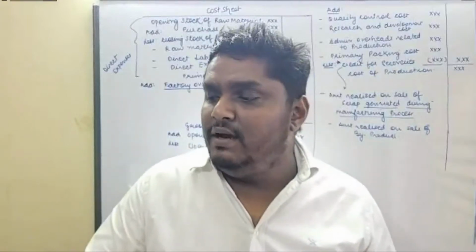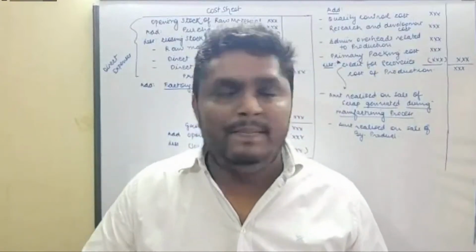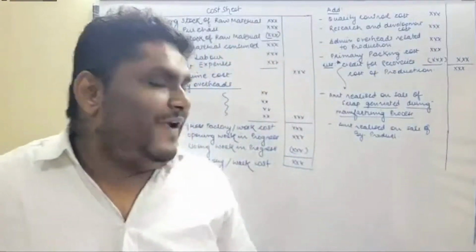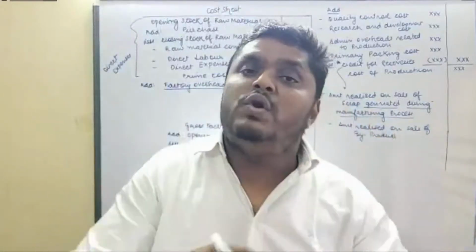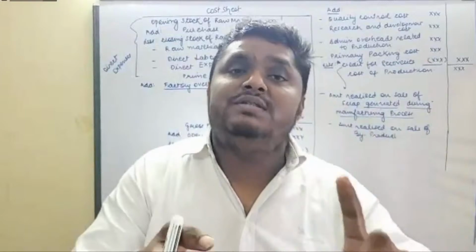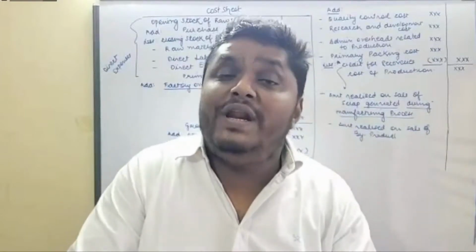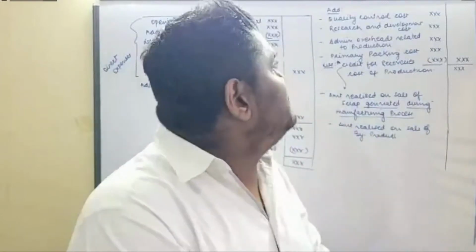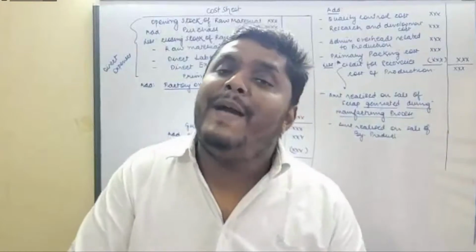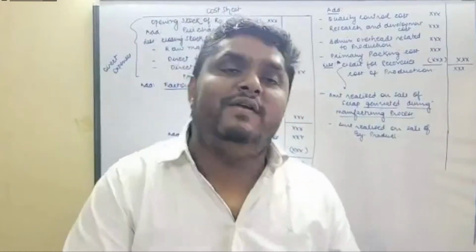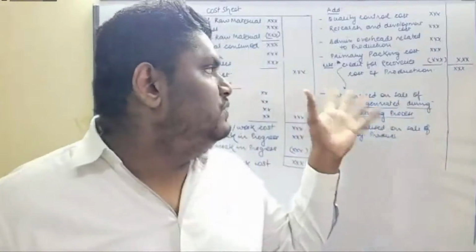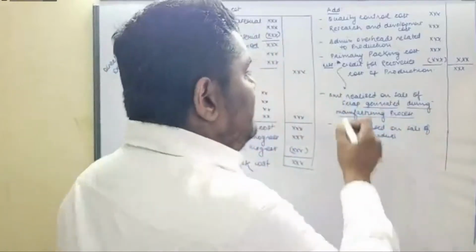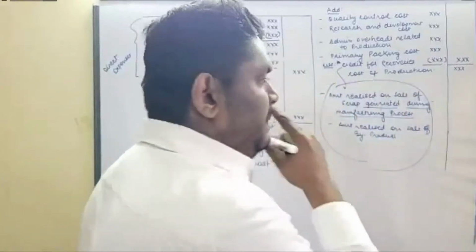If you guys have any doubts, you can please post your query. In factory cost or works cost, we will add the very important quality control cost, research and development cost, and administration overhead that are directly related to production. Apart from this, the primary packing cost, and we will deduct credit for recoveries to get the cost of production. If you have any doubts, you can ask me. I request you to please copy this part.